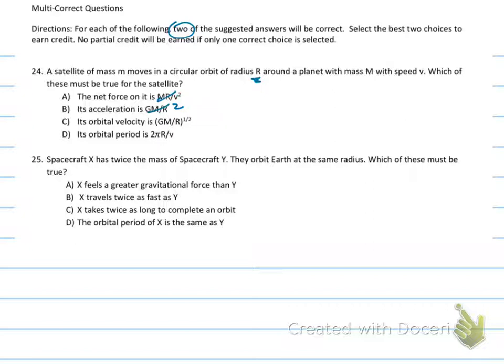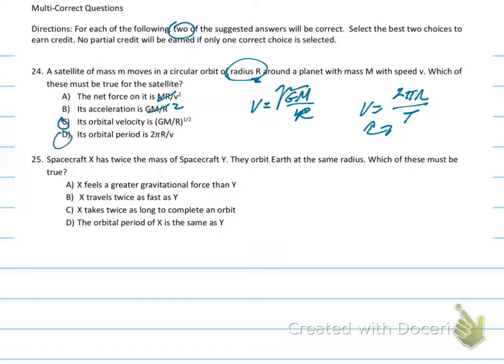Orbital velocity, we know, is velocity equals the square root of big G, big M over little r. But they said in this situation, the orbital radius is going to be capital R, so this will be replaced with a capital R, so C definitely works. Orbital period, all right, so we know velocity is 2 pi r over period. If we flip the velocity and the period, we're going to get something that looks a whole lot like that.